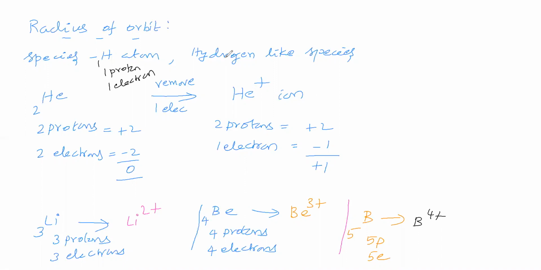Next example for hydrogen-like species is Be3 plus. See that this nucleus contains 4 protons, but it is having only 1 electron.